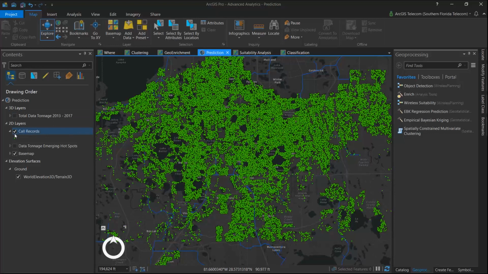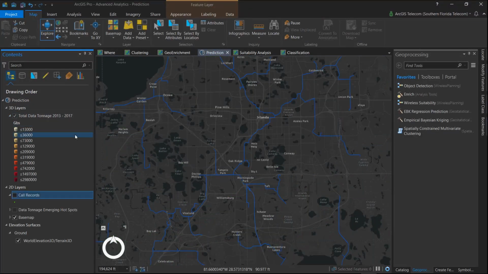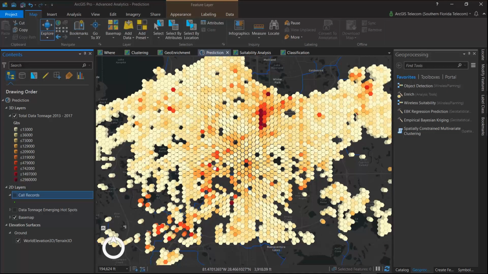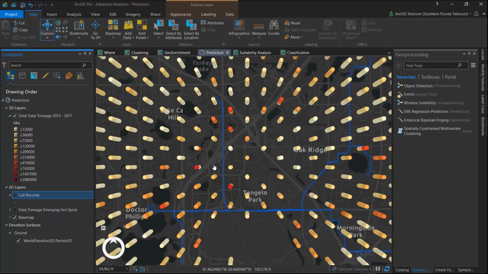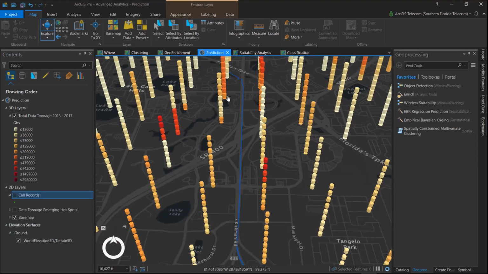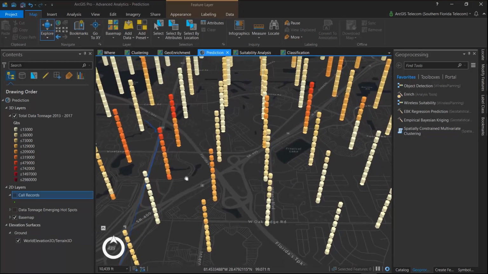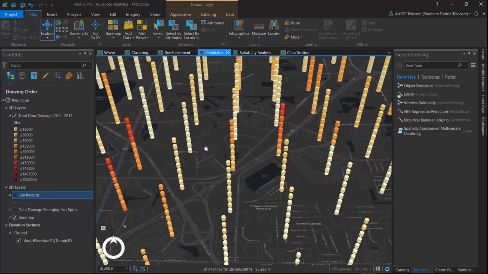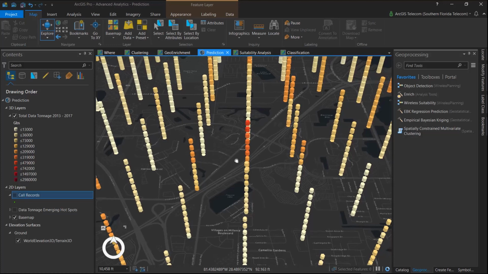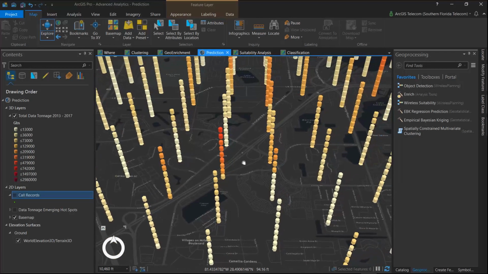First, we use our space-time cube analysis to aggregate the total tonnage of data into hexagon bins that represent a segment of time. Here we can see those bins from 2013 all the way to 2017. Now this result allows us to visually see where we have less and more data consumption, but it doesn't really tell us or help us predict where data will be consumed in the future.